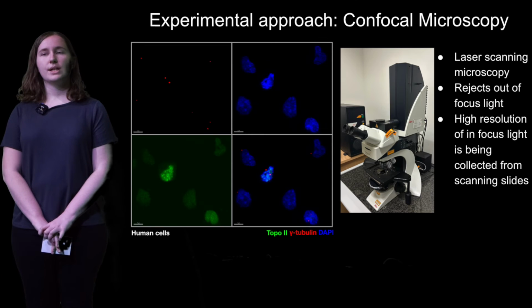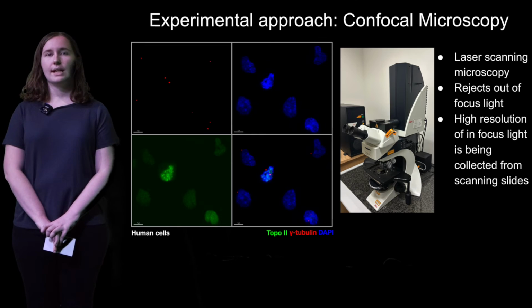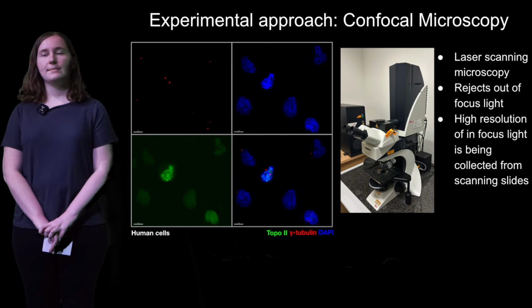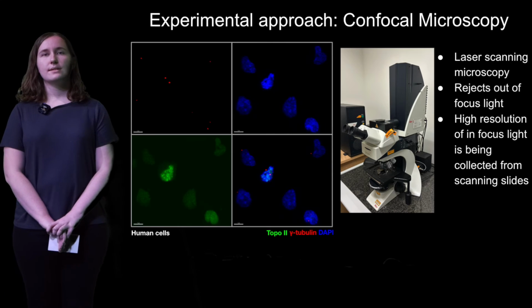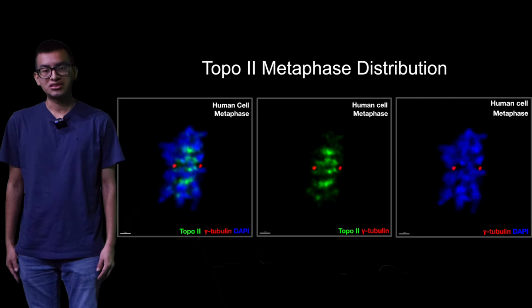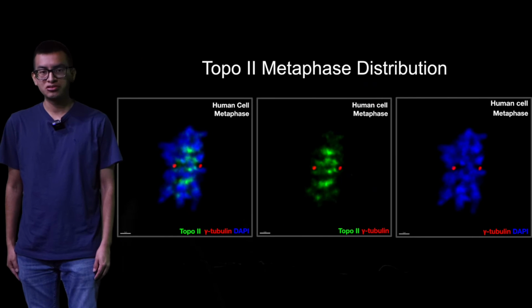All of the different colors are separate channels, and they're separate lasers that the confocal uses to picture the different proteins. The red is the centrosomes, and we see those completely on their own. The blue is the DNA stain, and then the green is the Topo2 stain. The last image is what we can see once we put it into a computer program called Imaris to visualize all the channels together.